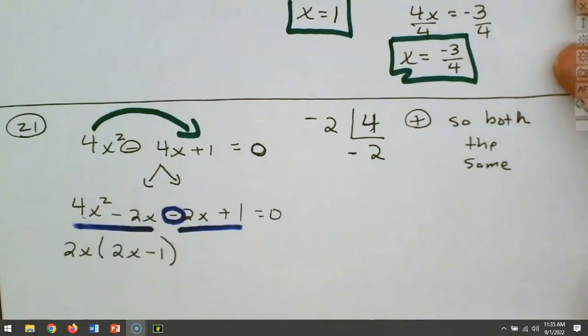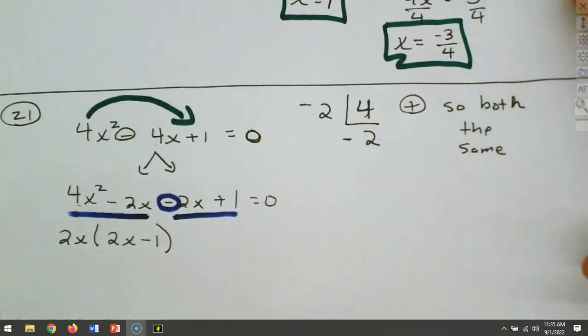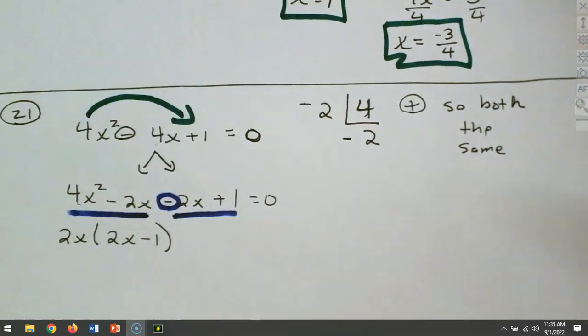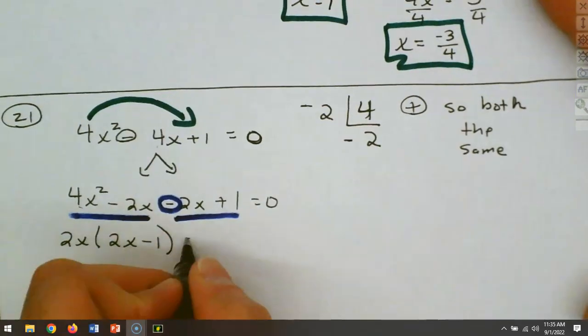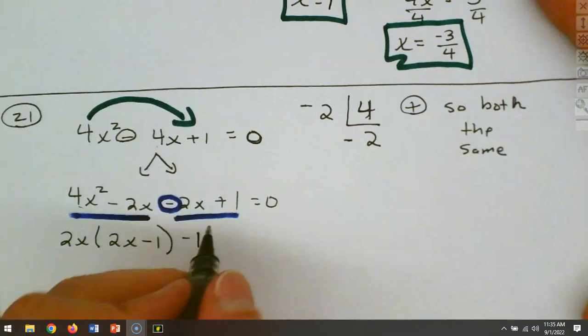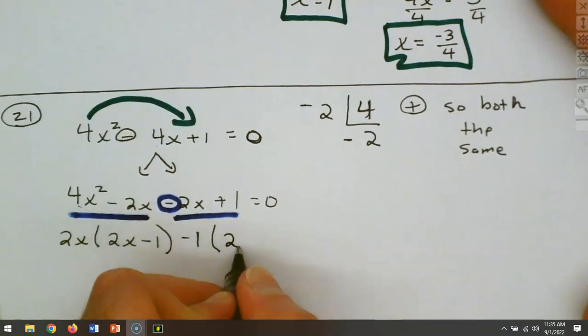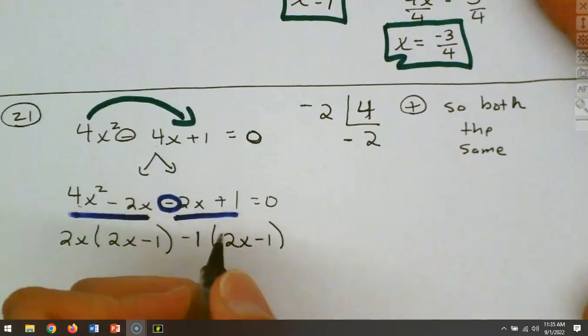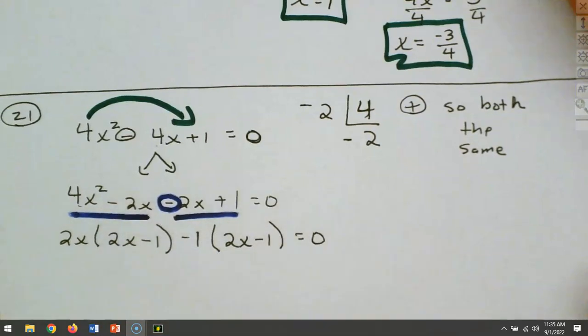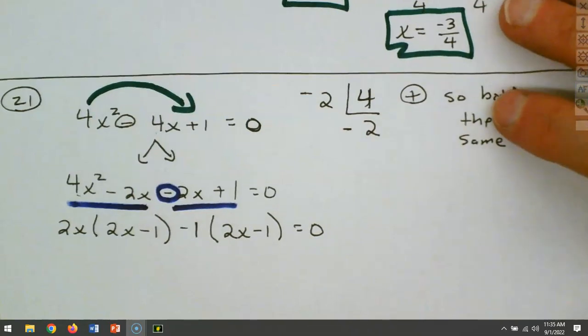Okay, the next two pieces, I need it to be the same. This looks like that, except the signs are what? The signs are different. So how can I fix that sign problem? I can factor out a negative 1. And if I factor out a negative 1, that's going to change them, and that makes it a 2x minus 1. And now our groupings are the same, aren't they?